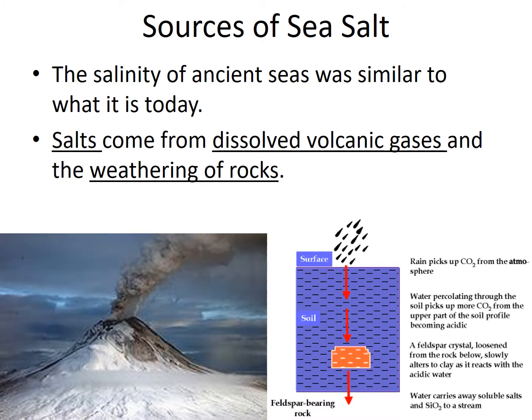So where is the sea salt coming from that is making it salty? The salinity of ancient oceans is similar to what it is today, but the salts come from dissolved volcanic gases and the weathering of rock. As rock weathers, remember, salt is just a makeup of rock, it goes out into the ocean, and also volcanic gases. Remember, there are volcanoes under the ocean, like the Mid-Atlantic Ridge. That's all giving off gases that have salts in them.